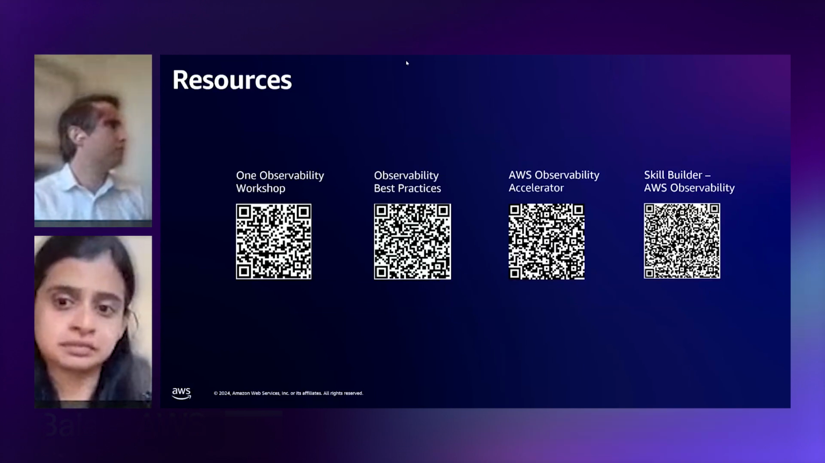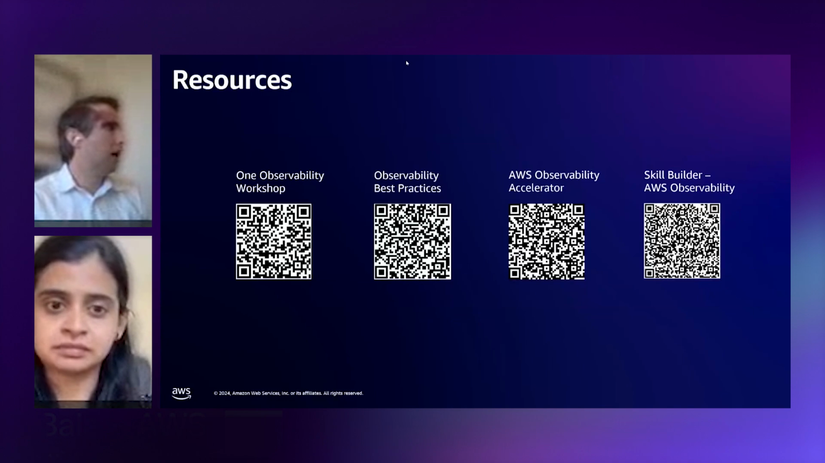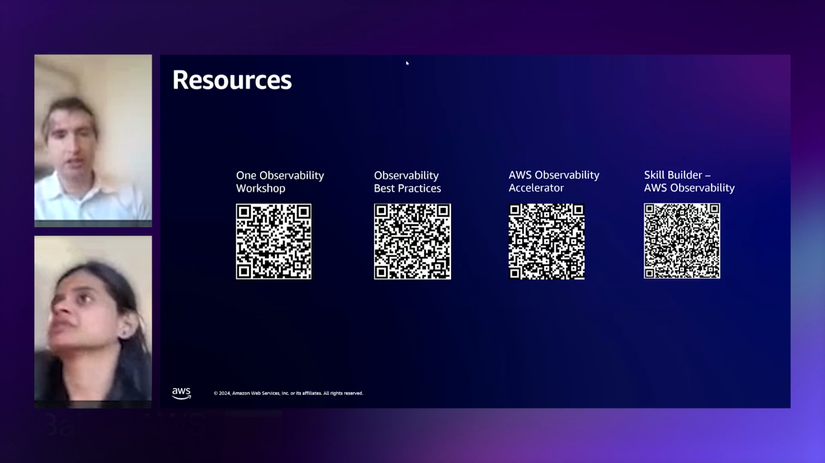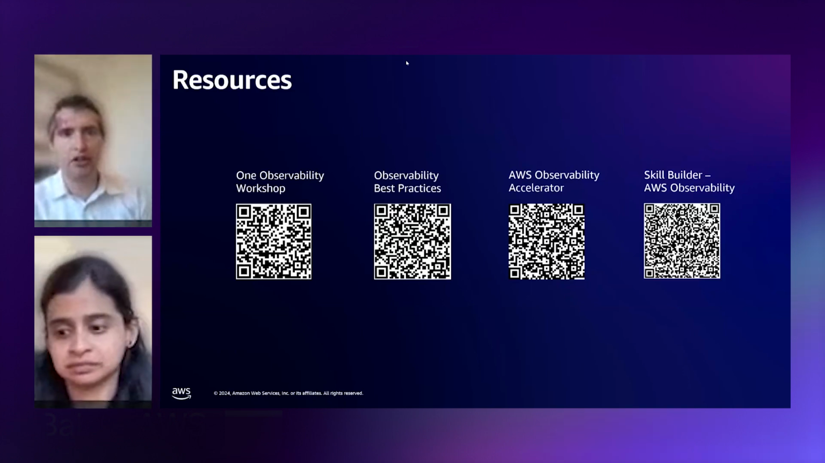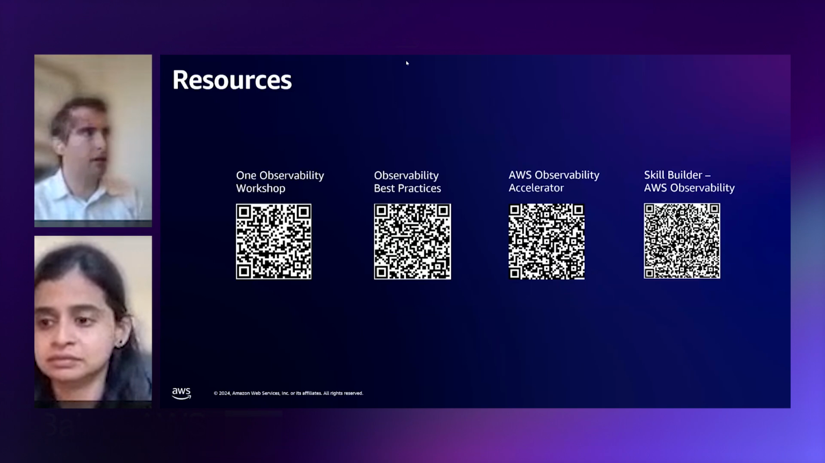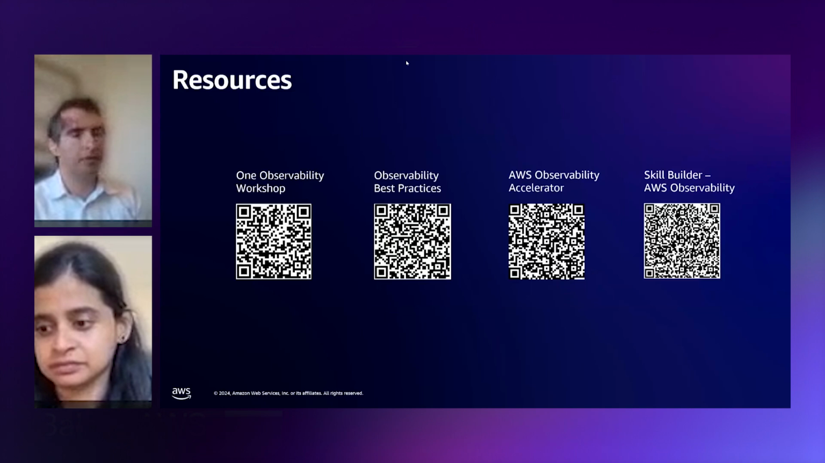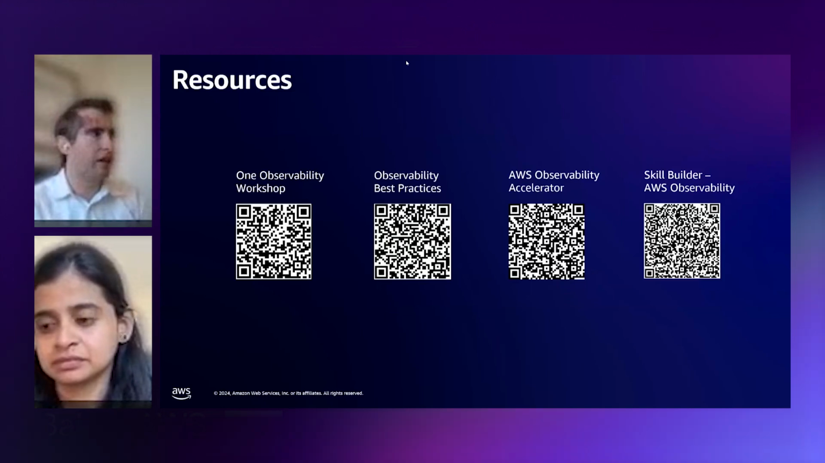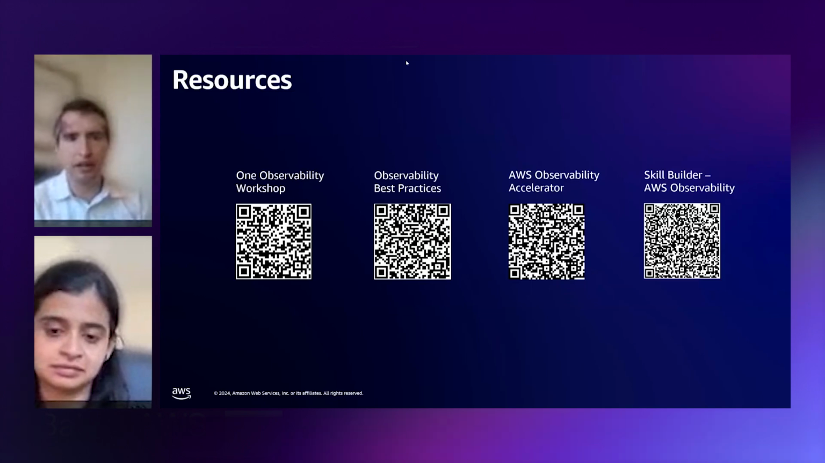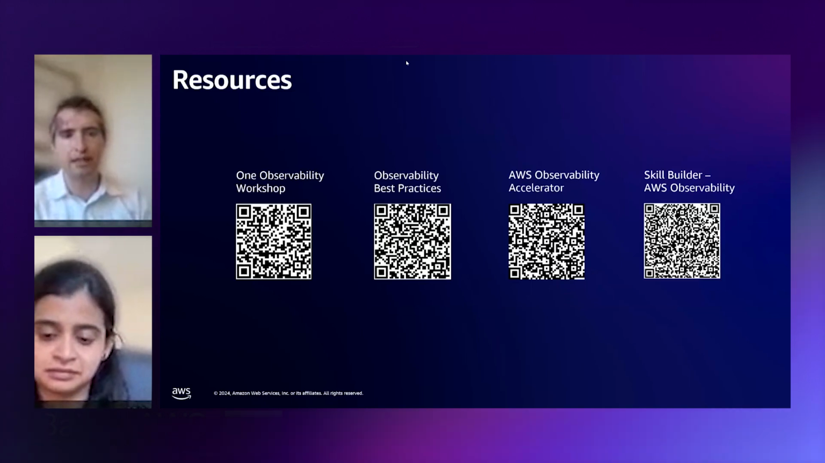So we have the One Observability Workshop, which is essentially a list of materials to give you a sense of how you can use the different capabilities of CloudWatch and observability best practices to help guide you on your maturity with our observability tools, as well as some other services such as the accelerator to help you get up and running, and then Skill Builder, which is another forum to teach you best practices with our observability tools.